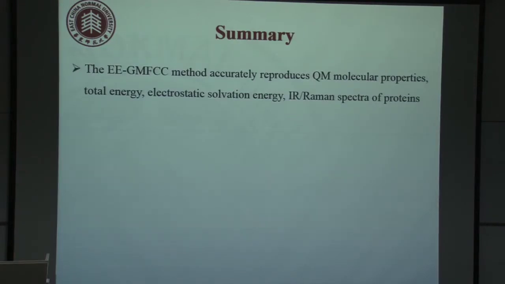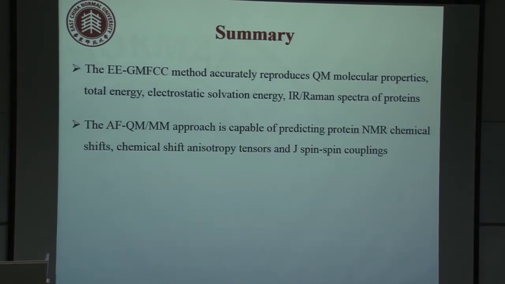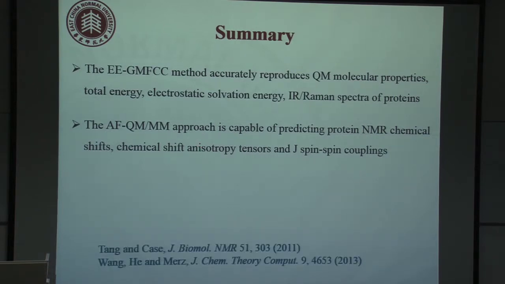So finally, let me summarize my talk. The EGMCC is able to describe all these protein energies and all the molecular properties. This AFQM method is capable of predicting NMR chemical shifts, and also the shift anisotropic tensors and the J-coupling spin-spin couplings.